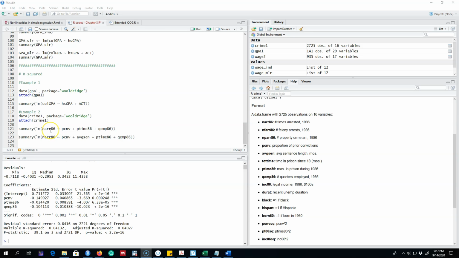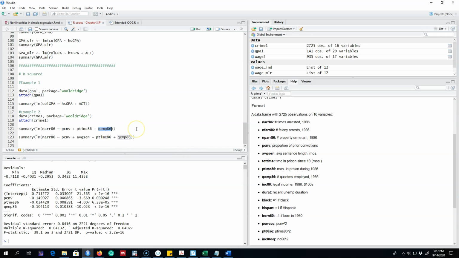We want to explain the number of arrests in terms of these four variables. The first is the PCN variable, which is the proportion of arrests prior to 1986. This variable shows the inclination or the criminal behavior of people. So if you were arrested previously, there is more chance that you will be arrested again. P time shows the number of months in prison during 1986. Again, it shows prior convictions.